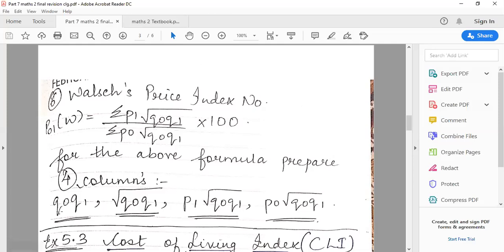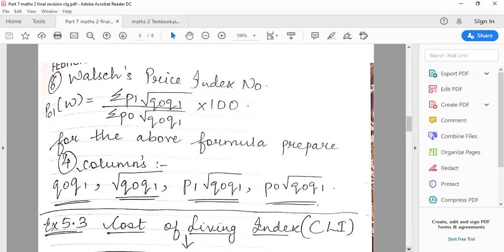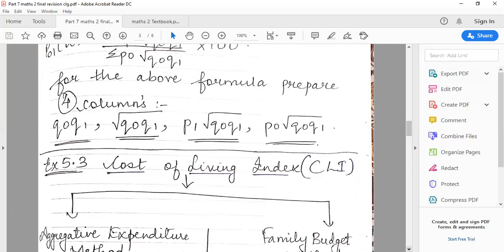Now for Walsh, there are 4 different columns. Number 1, Q0 Q1, you'll multiply both the quantities. Then you will remove the square root of both the quantities. Now with this square root, you will multiply price of current year P1, and with the same square root, you will multiply the price of base year P0. So these are the 4 columns, and again the exercise is very easy if you remember the formula.